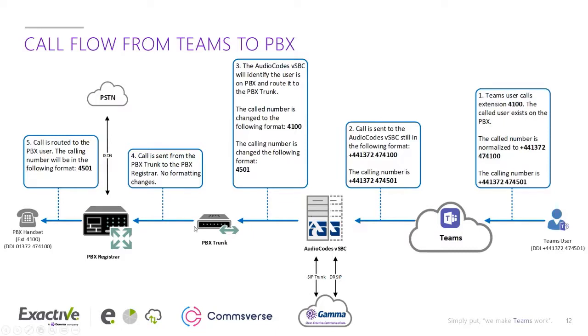So from this point on, it's sent to the PBX trunk, and then from the PBX trunk to the PBX registrar. It'll have similar rules. It will say, okay, does the person sit on a handset, or does the person not actually exist at all, and we can send it out to the ISDN. But in this case, it's a handset, and it will send it straight onto the handset.